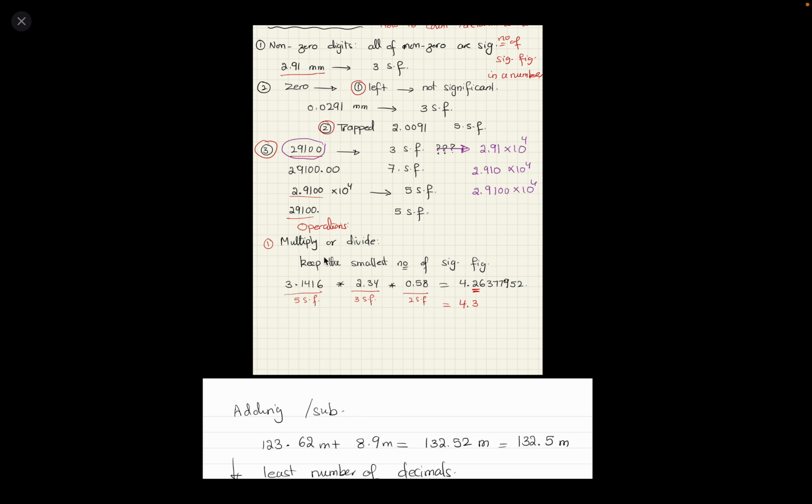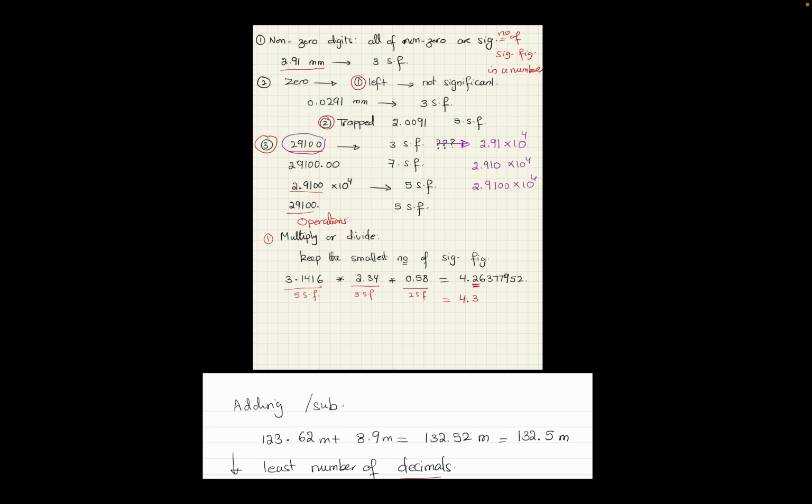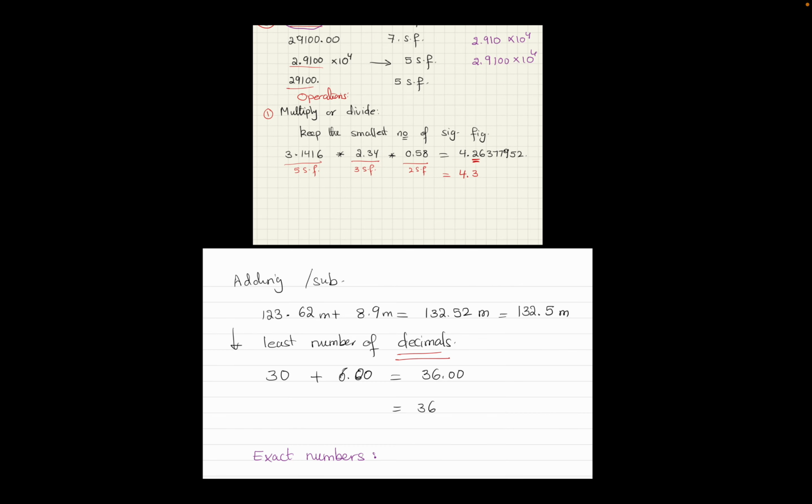Now, when it comes to operations, if we have multiplication or division, then we keep the smallest number of sig figs. Here I am multiplying 5 sig figs times 3 sig figs times 2 sig figs, so I need to keep only 2 sig figs because the smallest is 2. This is the number I got from my calculator, and I need to round it because the digit after is 5 or more, so you will round to 4.3.